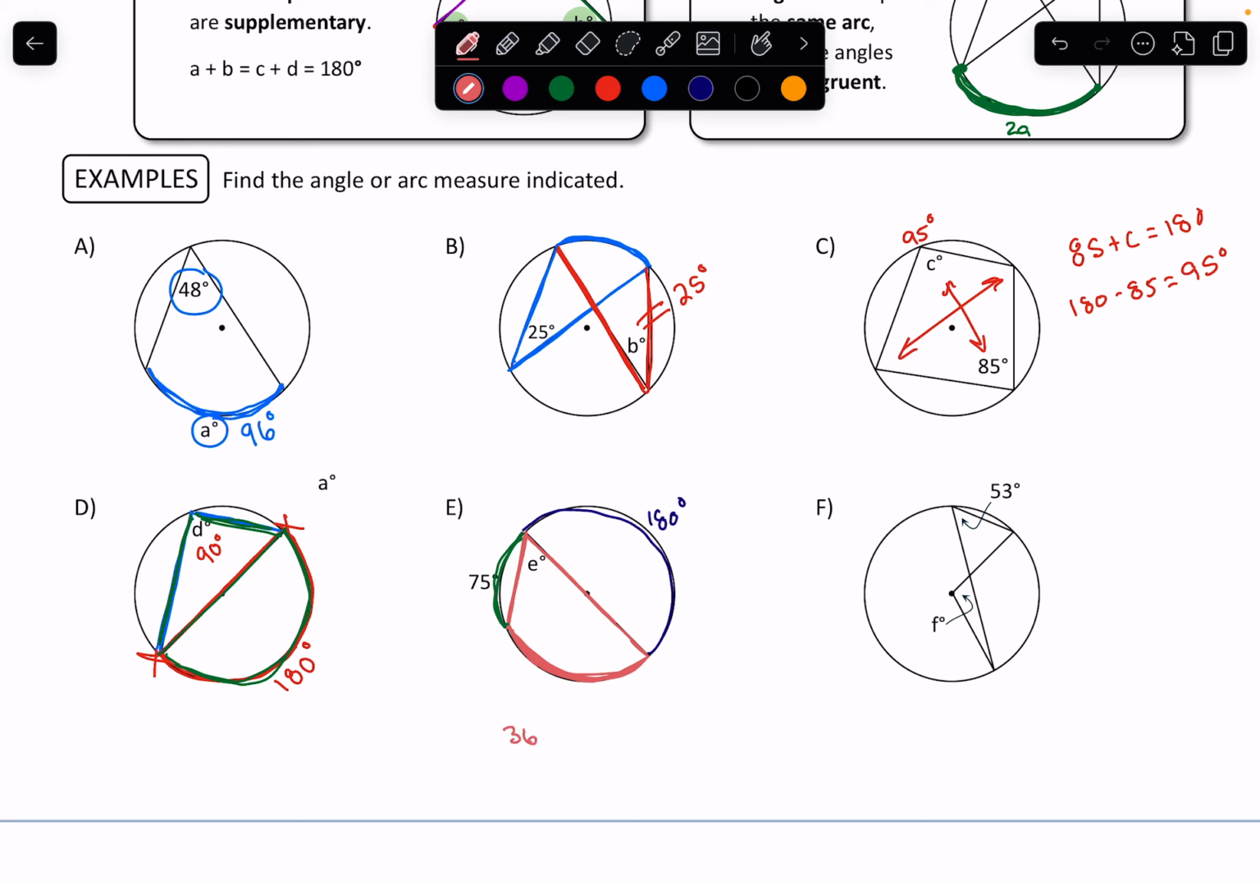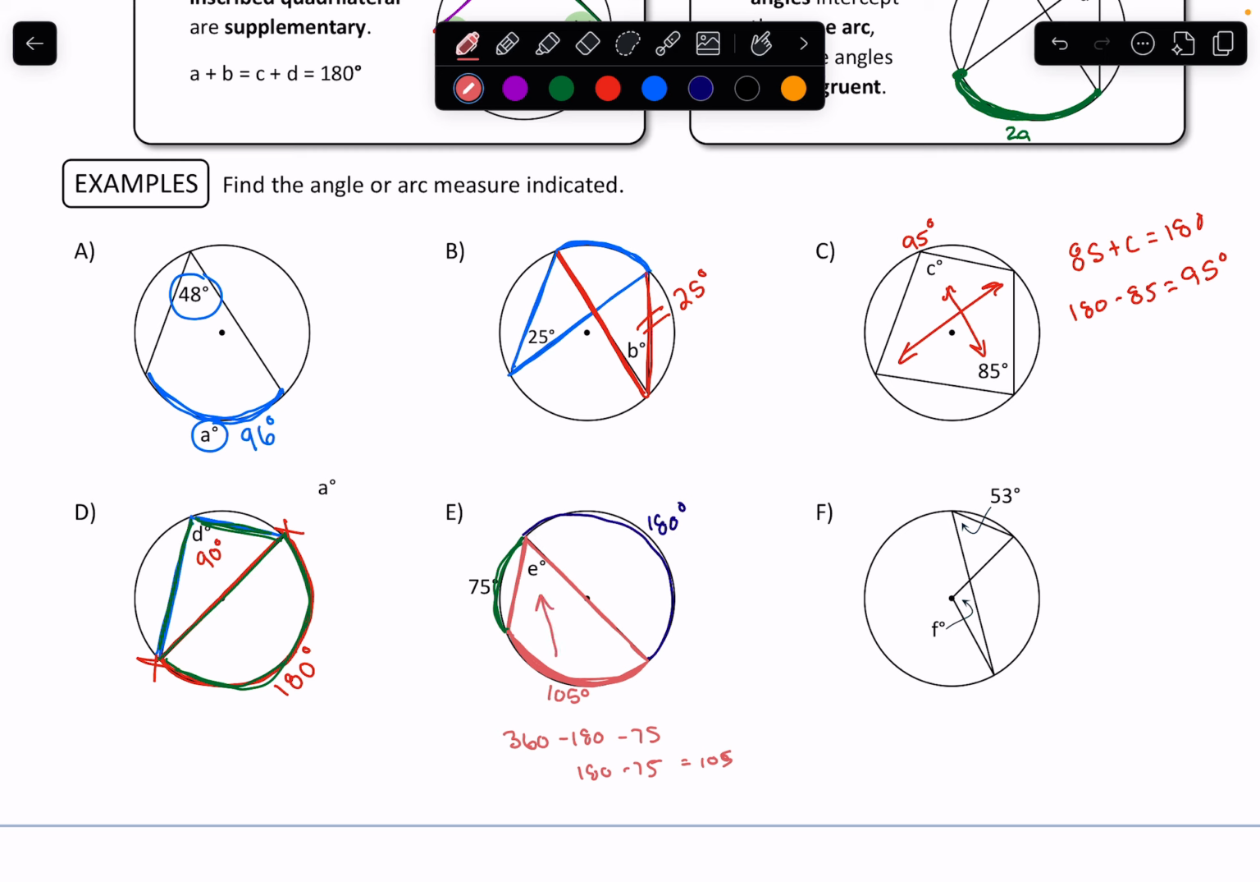So if I take 360 minus 180 and then minus 75, I get 180 minus 75, which gives me 105. So this arc right here, this pink part, is 105 degrees, which means that the angle that makes it is half that big. So my angle E is what? 56.5 degrees. Is that right? It's going to be, or 57.5. My bad, not 56.5. It's 57.5 degrees. So it's going to be half of 105.